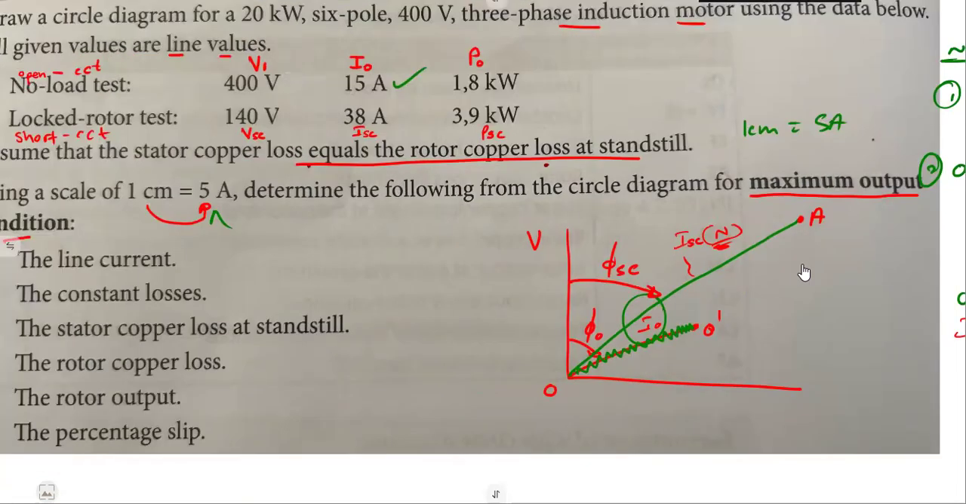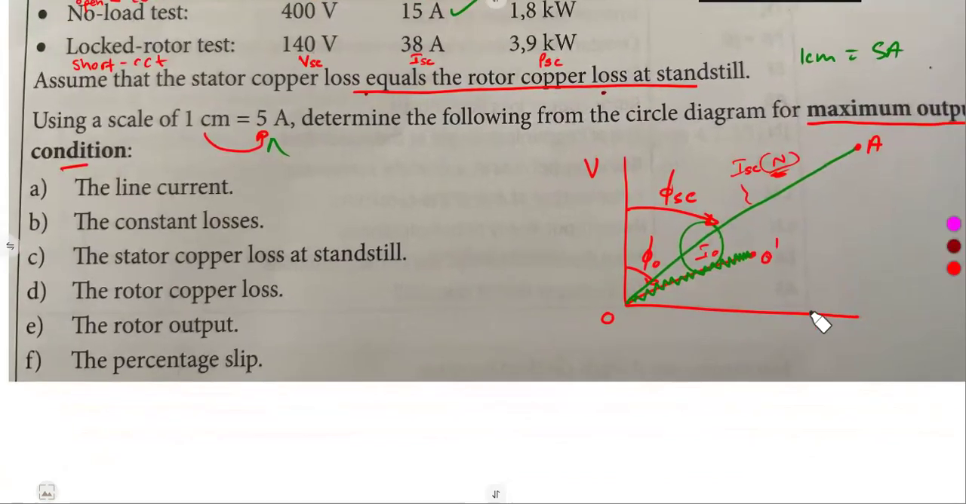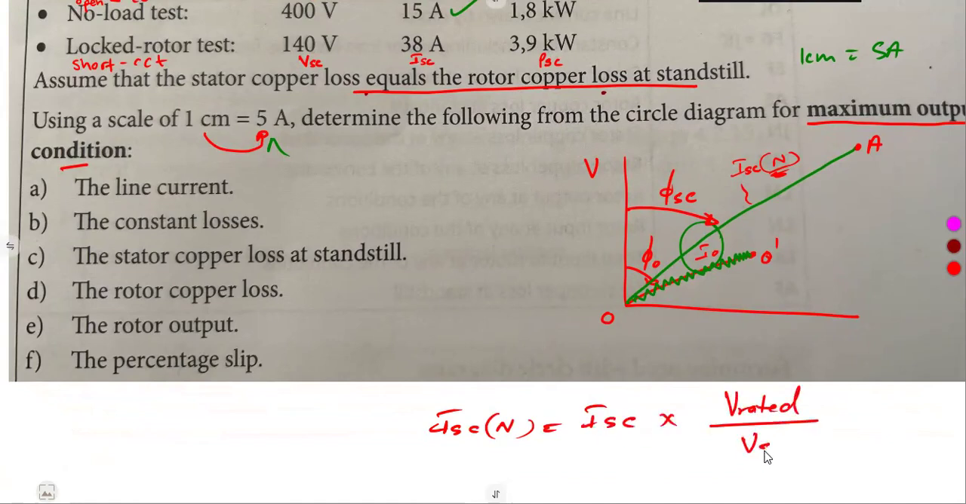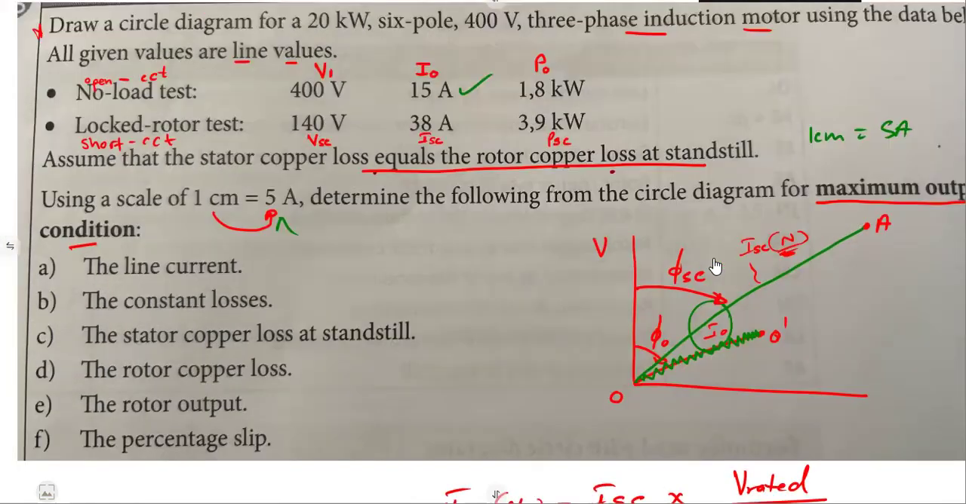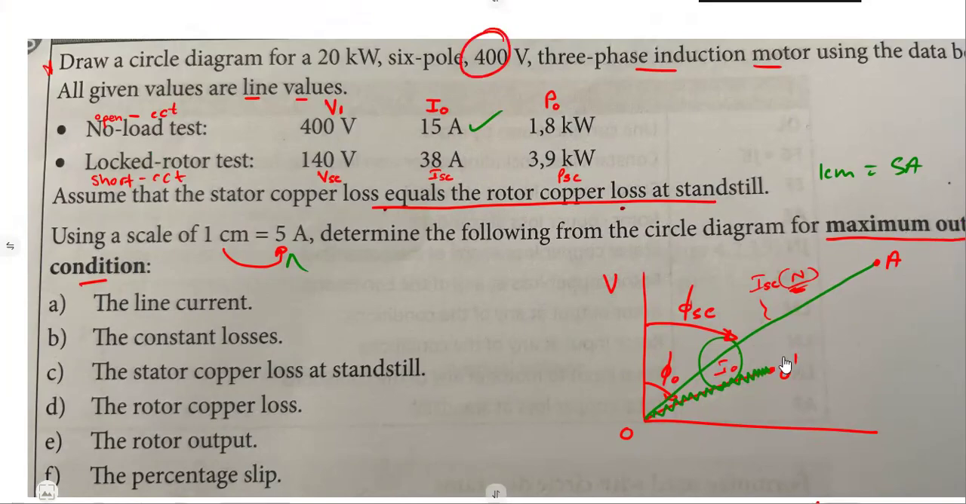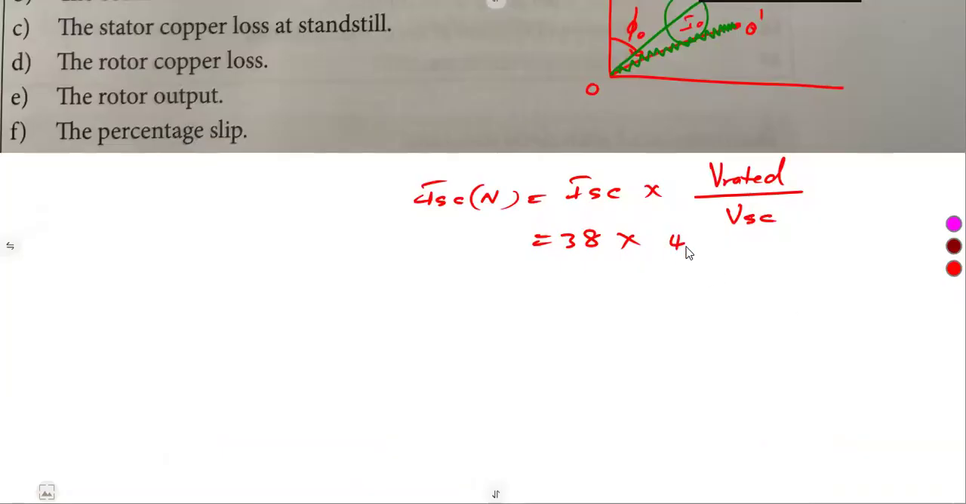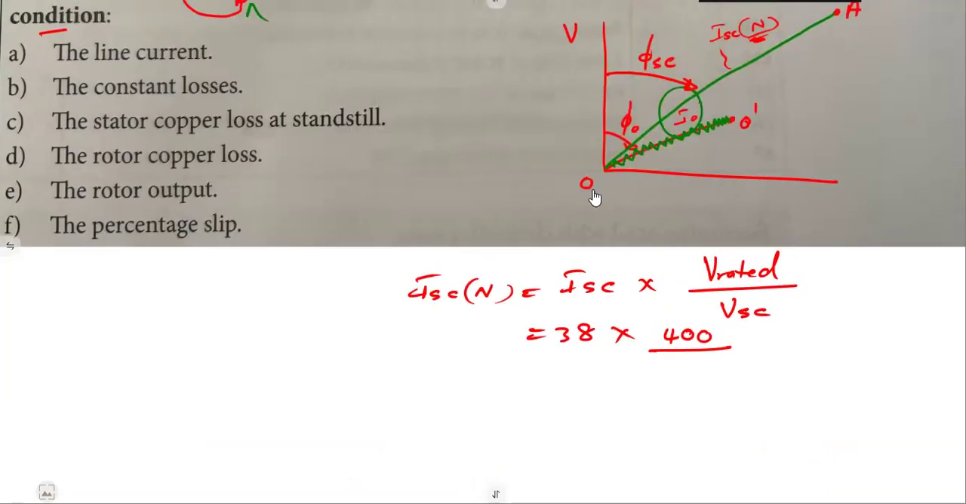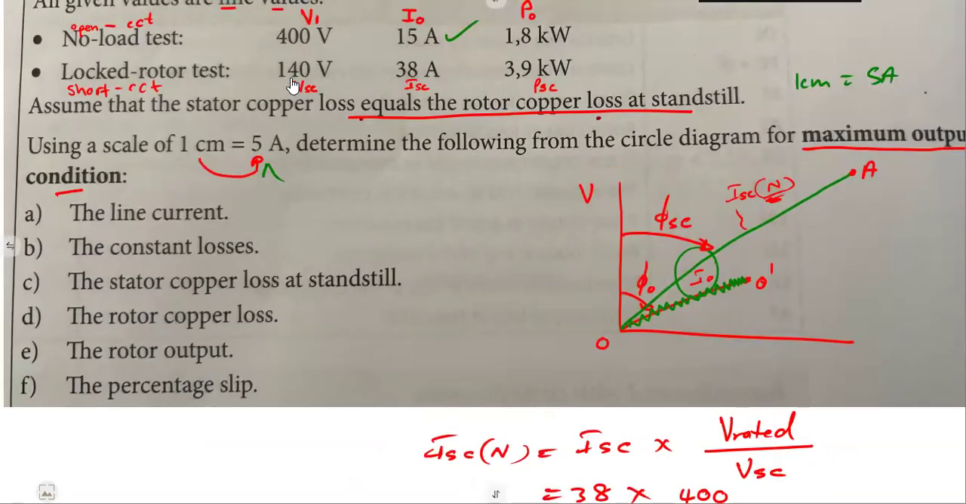And how do we calculate that? All right, so those are the steps for you to calculate the vector OA. So you're going to need to find the short circuit current, which is a normal consideration of the given voltage. So we say the formula is short circuit current times V rated over what? V short circuit. Remember your formula, guys. Your short circuit current is given. That's 38 times our V rated of the induction motor, 400 volts. So we have got that one as 400 over V short circuit, which is our short circuit voltage, is what? 140.